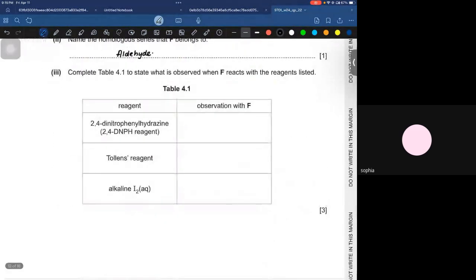Complete table 4.1 to state what is observed when F reacts with the reagents listed. Aldehyde is going to react with 2,4-dinitrophenylhydrazine, because this is the test for the presence of carbonyl. Yes, it has a carbonyl group, so you would see a red precipitate. And of course, Tollens reagent is going to react with aldehyde, so you will see a silver mirror formed.